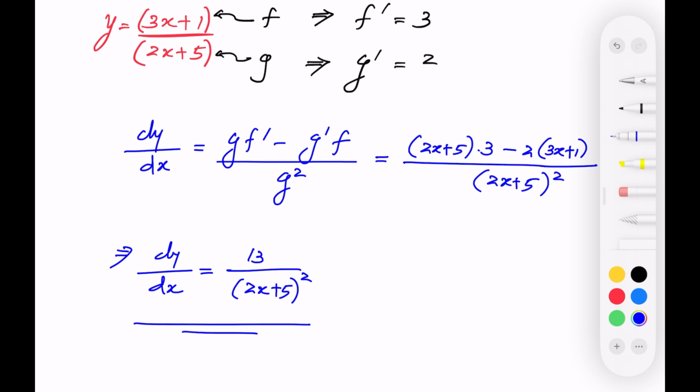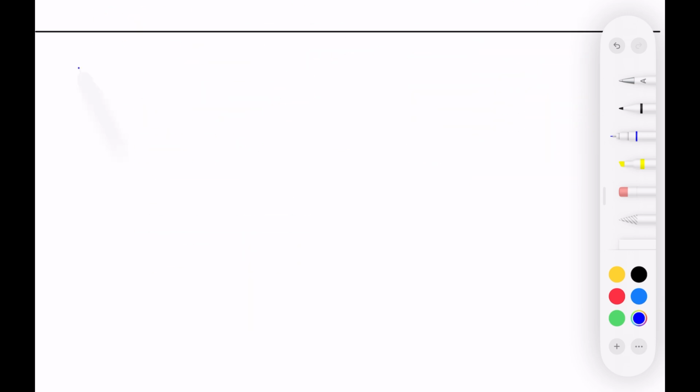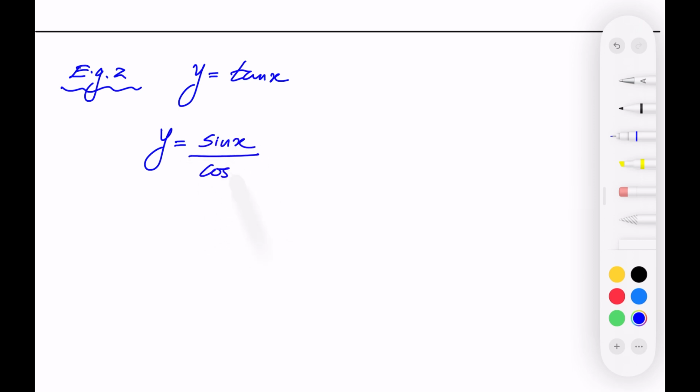We will look at another example. Here is your second example. Let's say we need to differentiate tangent x. During one of our previous discussions, we saw how to differentiate tangent x using the first principles. However, if you use the quotient rule, life is easier. We know that tangent x can be written as sine x over cosine x. We will label the numerator as f and the denominator as g.